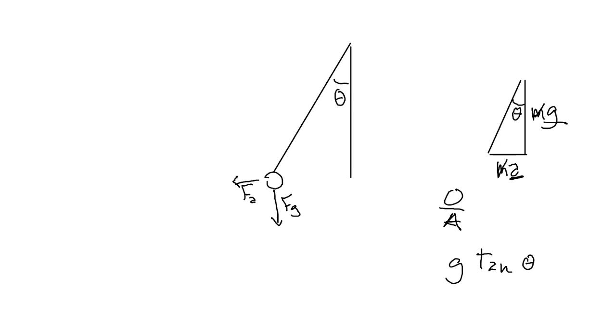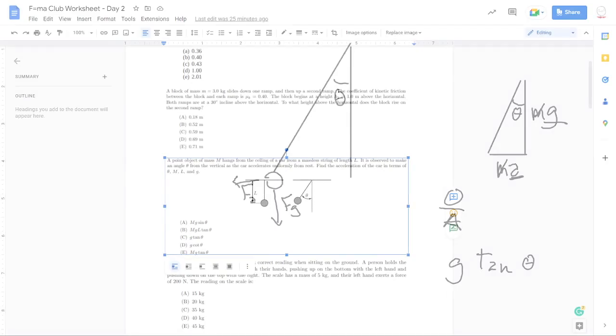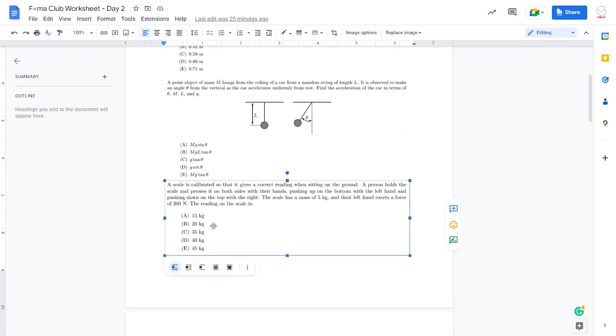So let's start moving on to the next problem, right? The next problem is going to be the measured scale problem that I was talking about earlier. So you have a scale that's calibrated to give a correct reading on the ground. When a person holds it and presses on it from both sides, it pushes down. The left hand exerts a force of 200 newtons, and the scale has a mass of 5 kilograms. So it's asking for the reading on the scale, right?